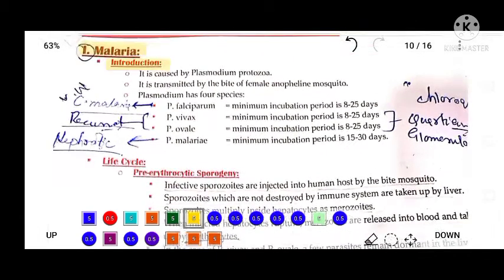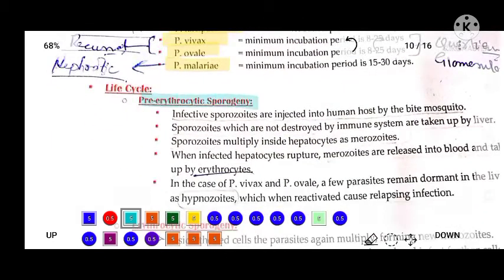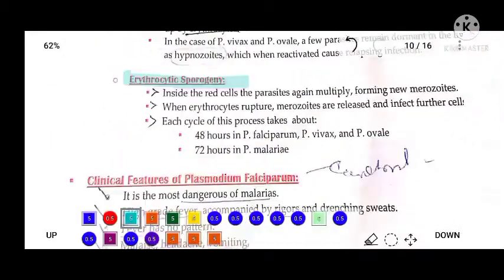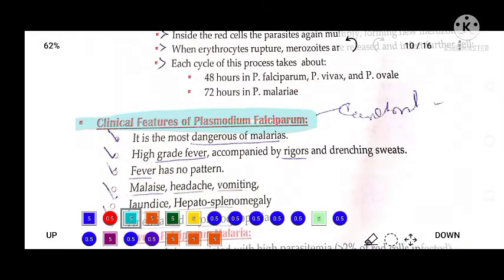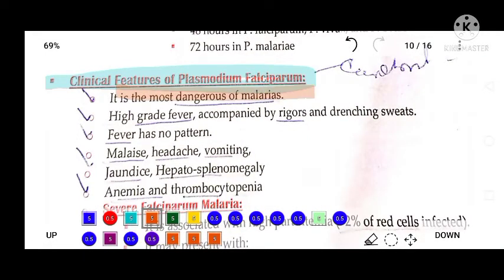Okay, so malaria is caused by Plasmodium and transmitted by the bite of the female Anopheles mosquito. There are different species of malaria, like Falciparum, vivax, P. ovale, and P. malariae. These species cause different types of malaria, and different complications occur because of them. The life cycle of the malarial parasite is divided into pre-erythrocytic, erythrocytic, and sporogony stages, and the clinical features of malaria are highly dangerous. The most dangerous malaria is falciparum.